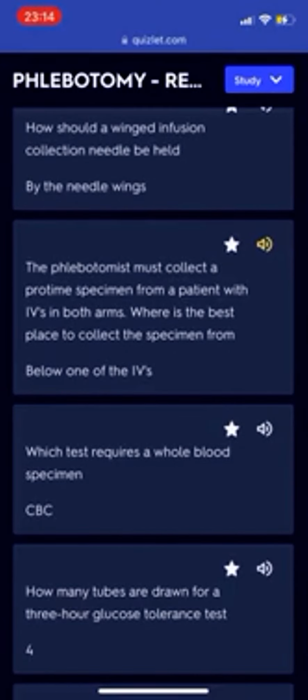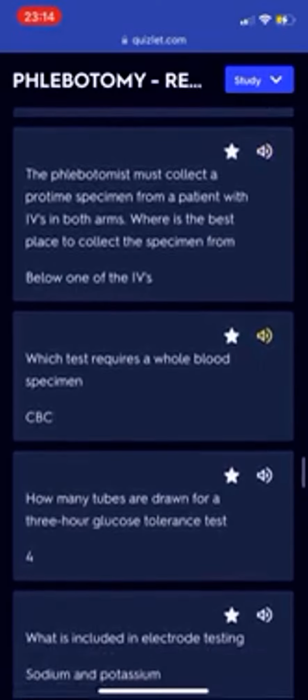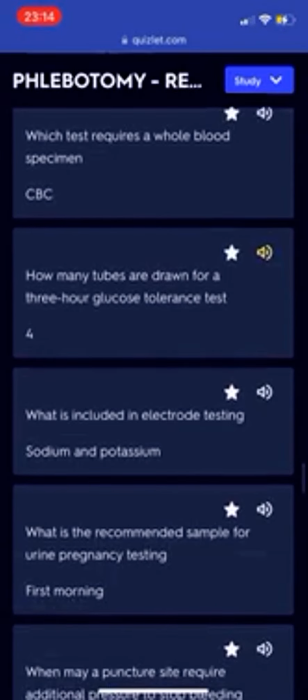Where is the best place to collect the specimen from? Below one of the IVs. Which test requires a whole blood specimen? CBC. How many tubes are drawn for a 3-hour glucose tolerance test?